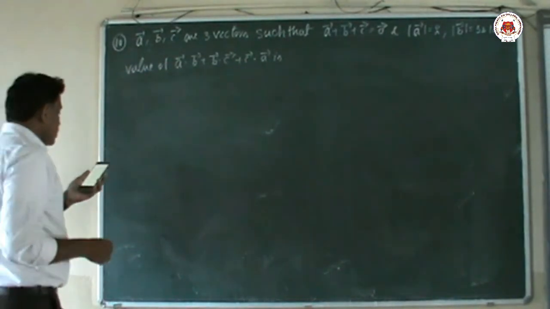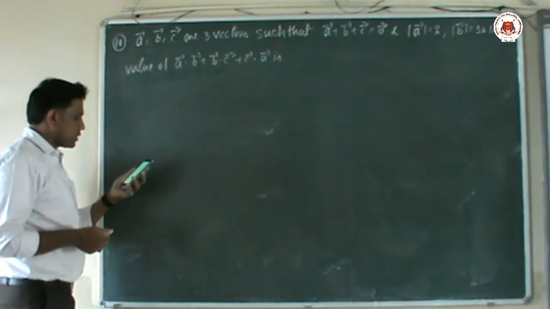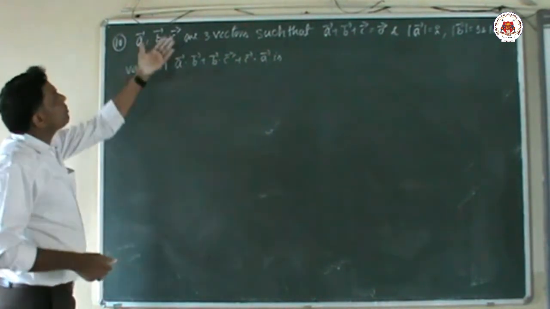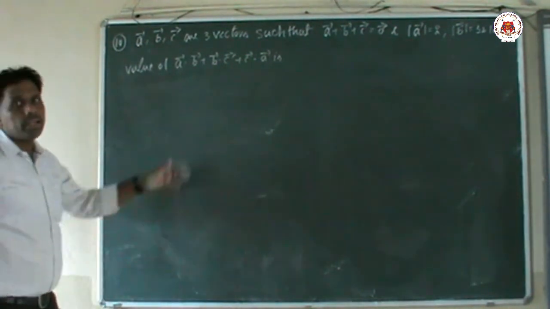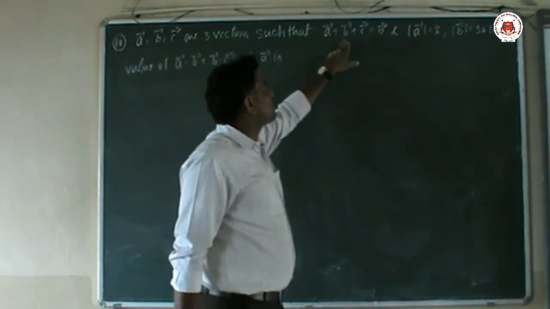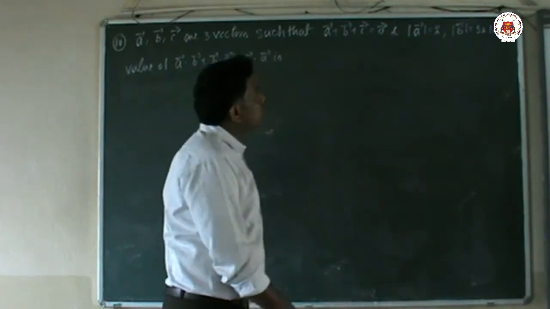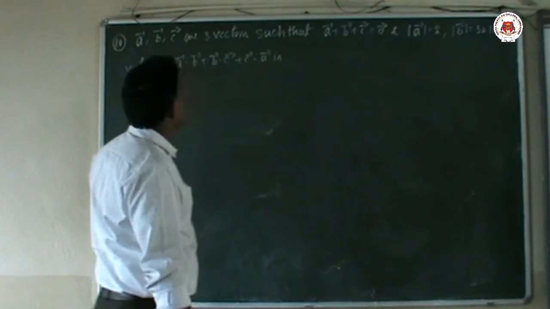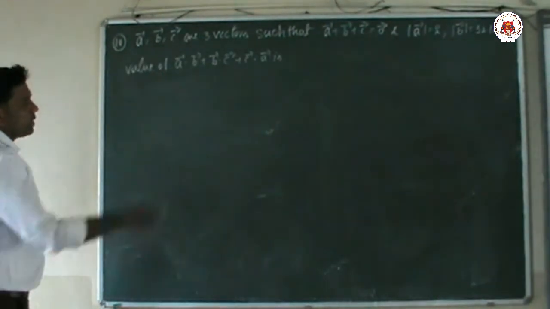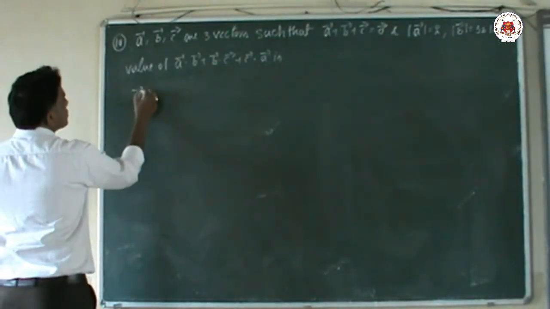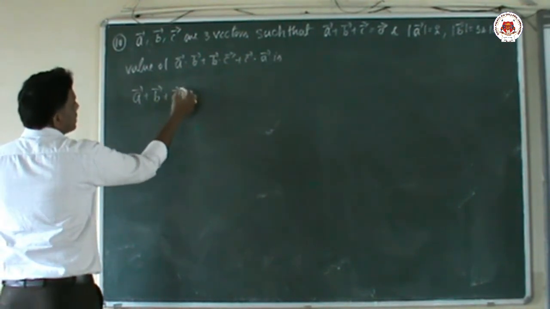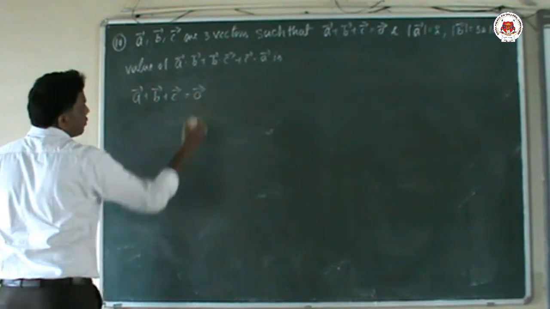This is a good question for theory also, and very important, children. The question is asking how to find the value. A, B, C are the three vectors given, with the condition that vector A plus vector B plus vector C is equal to the 0 vector, and the mod of A, mod of B, mod of C are given as 2, 3, 5. So we have to find the dot product. We will take whatever is given. The condition vector A plus vector B plus vector C is nothing but 0.